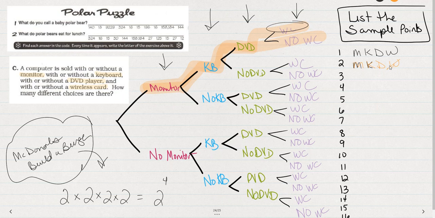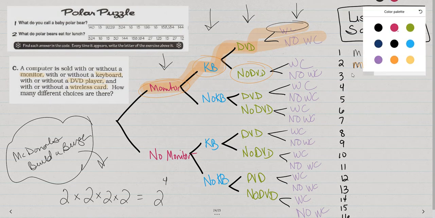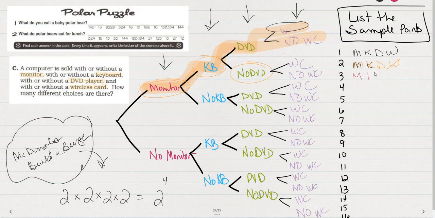And now I'm ready to go on to the next one, which is monitor, keyboard, no DVD, and then wireless or no wireless. Here's what those would look like. If I list a monitor, keyboard, no DVD, monitor, keyboard, no DVD, and then either wireless or no wireless, and so on. That would give us the first 4 elements in the sample space. You should be able to list the other 12 as well.